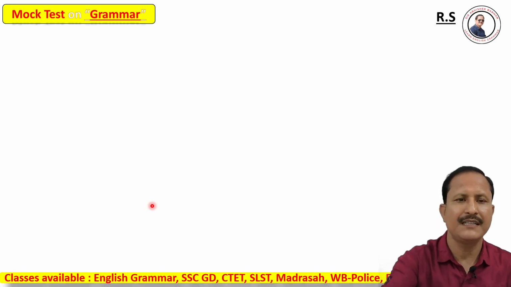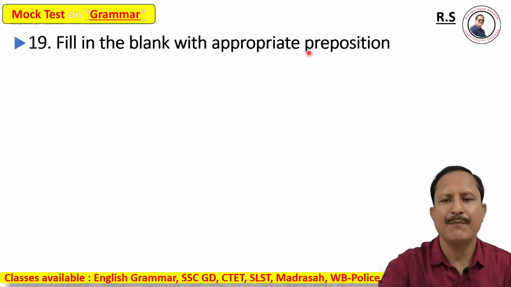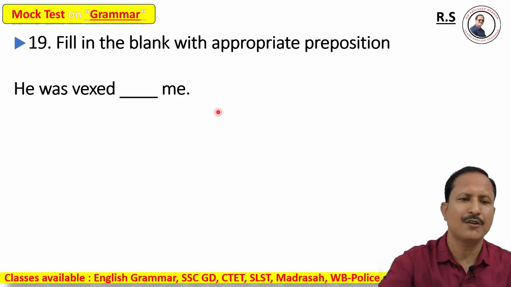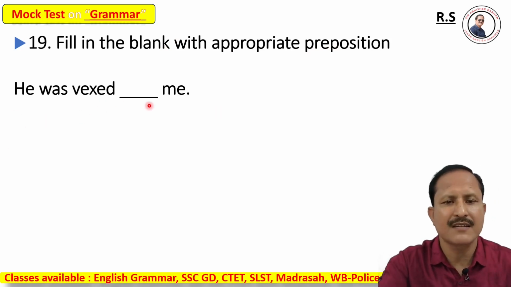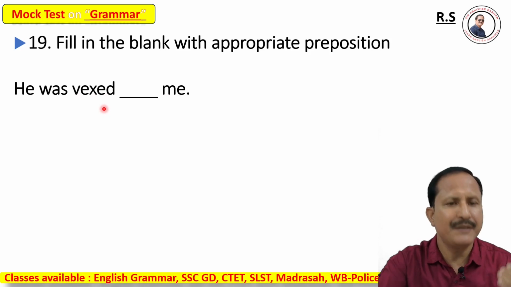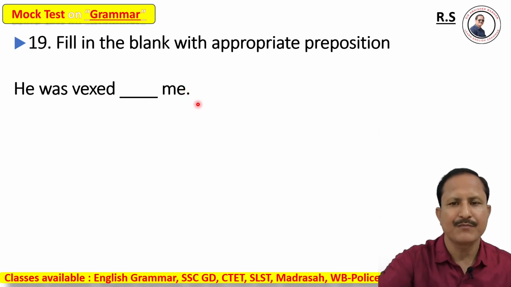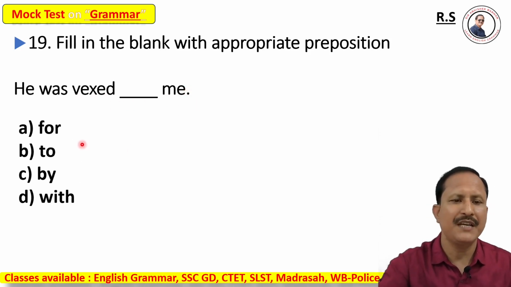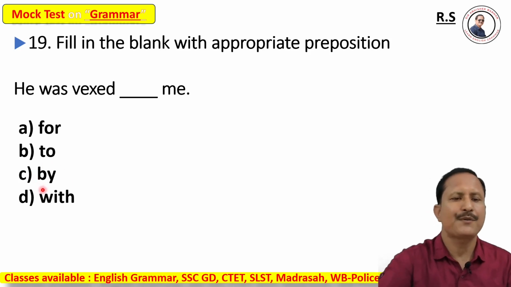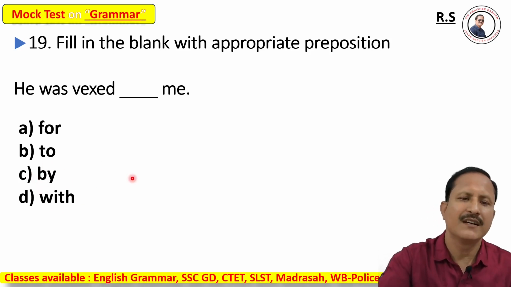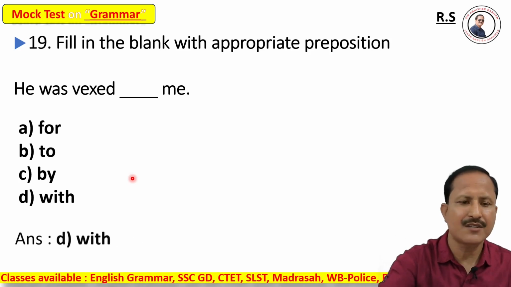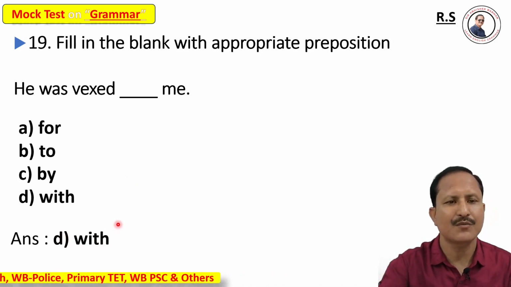Now, question number 19. Fill in the blank with the appropriate preposition. Very, very important topic. He was vexed, dash me. The appropriate preposition: option A, for, option B, to, option C, by, option D, with. The correct answer is option D, vexed with.